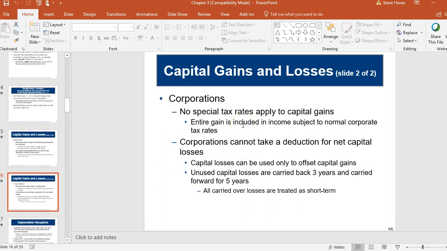So for corporations, it says here that no special tax rates apply to capital gains. Remember that corporations just pay a 21% rate, so they're going to pay that rate no matter what the size of the capital gain is. And corporations cannot take a deduction for losses. Remember that individuals can for $3,000, but corporations cannot. So instead, capital losses can be used to offset gains, I'm trying to say. Unused capital losses are carried back for 3 years and forward for 5. Okay.